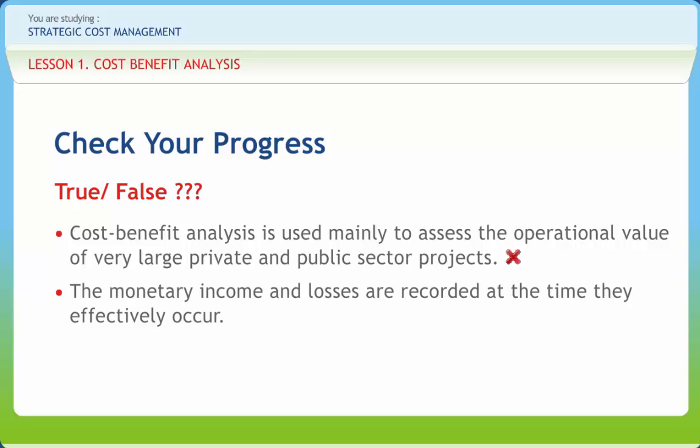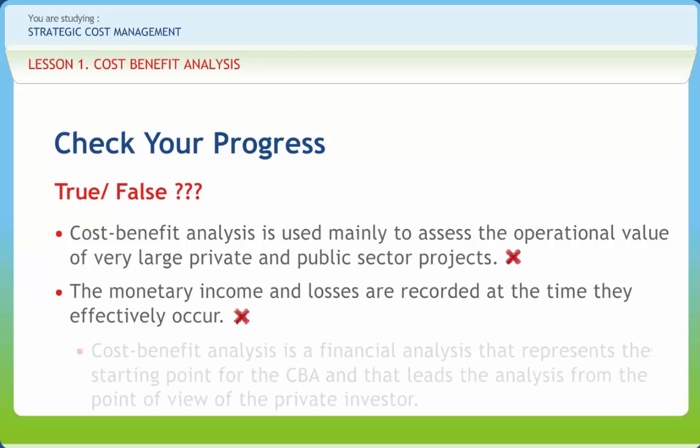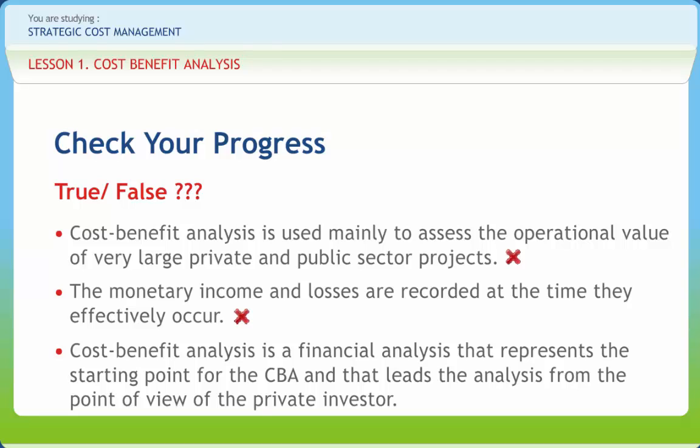The monetary income and losses are recorded at the time they effectively occur. Right or wrong? Wrong. Cost-benefit analysis is a financial analysis that represents the starting point for the CBA that leads the analysis from the point of view of the private investor. Right or wrong? Right.